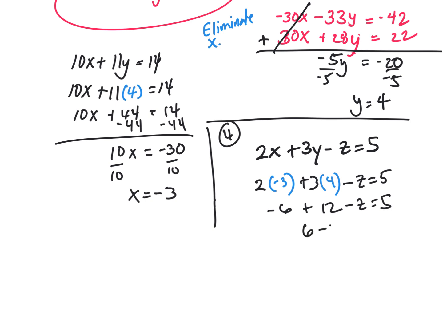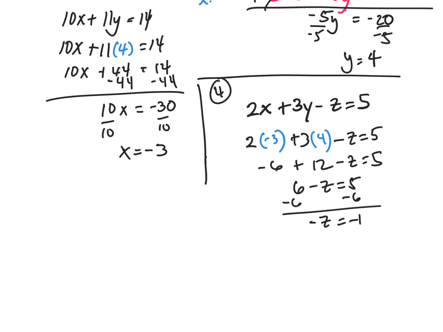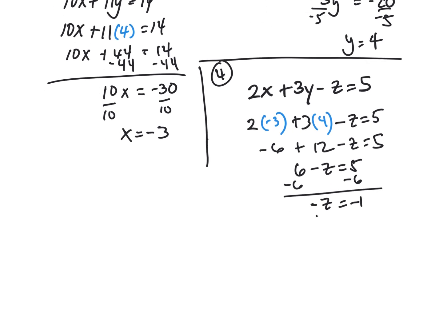This is 6 minus z equals 5. Subtract the 6. Negative z equals negative 1. And then z divided by negative 1, z equals 1. So now your solution is a point. So don't forget, it's negative 3, 4, 1.